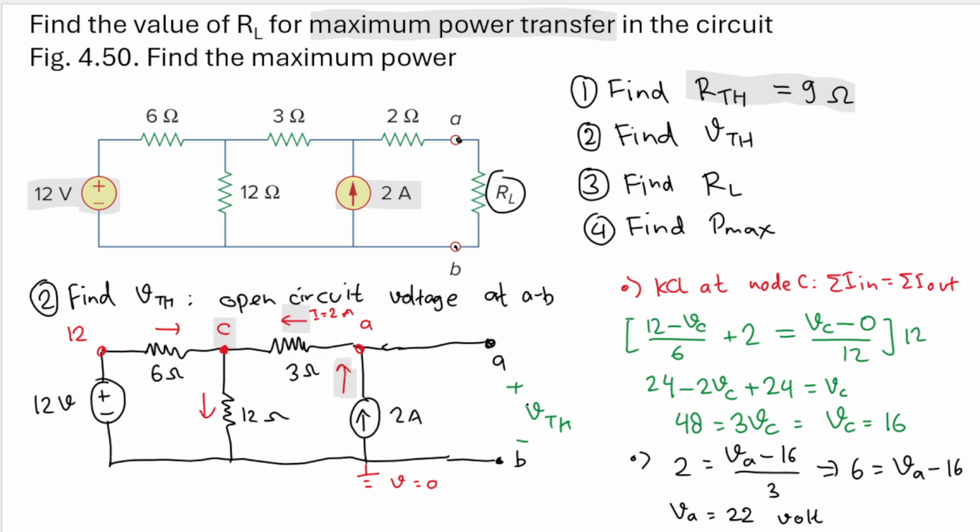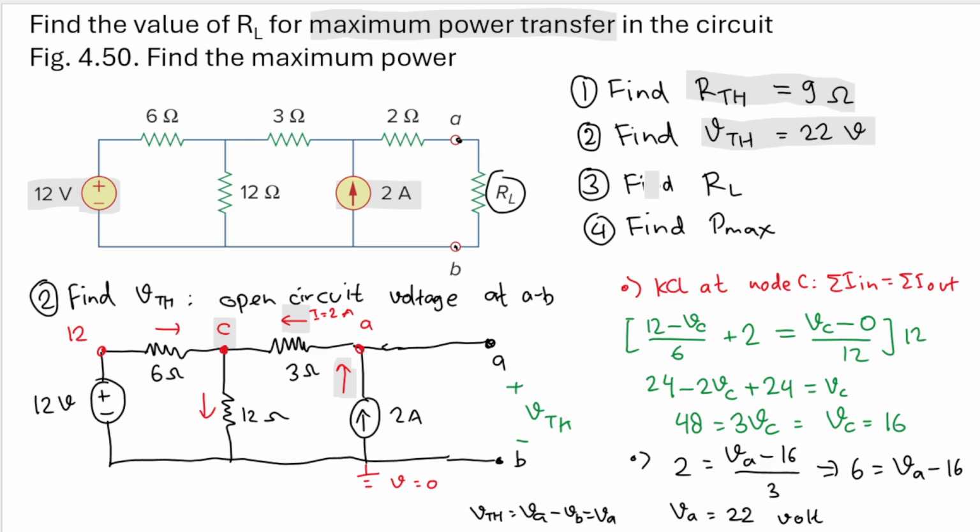But we need to calculate VTH. VTH is equal to VA minus VB, right? But in our case here, VB is our ground, so that will equal VA. Therefore, we have VTH equal to VA, and in our case, we will have 22 volt. Good. So now we have this second step done. So we will have 22 volt as the Thevenin voltage, and 9 ohm as the Thevenin resistance.